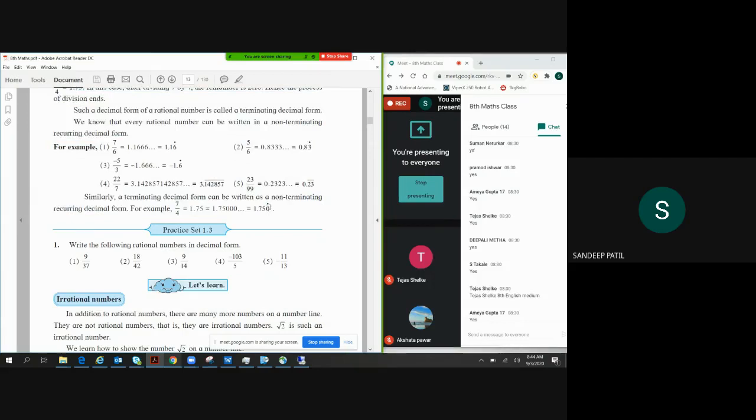So it means that 0 is repeating, but according to our terminology or according to our definition, this is terminating decimal form. Okay, so this is terminating decimal form. So though 0 is repeating here, let's try to calculate some numbers. So let's try to calculate 9/14.